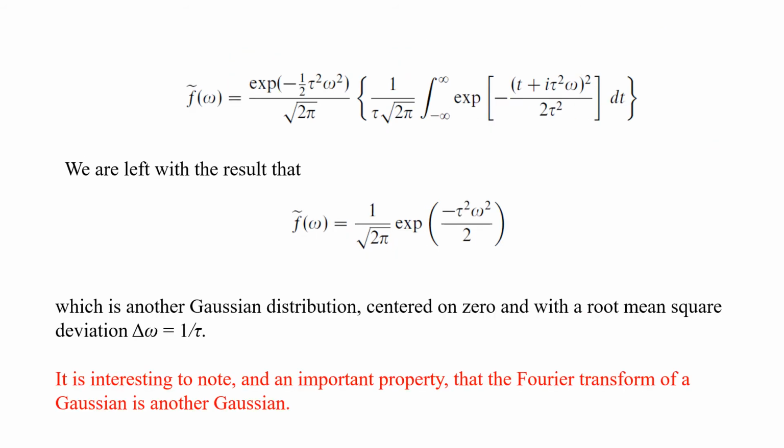So we're just left with the final result that since this is equal to 1, your Fourier transform is equal to 1 over square root of 2 pi, exponential of negative tau squared omega squared over 2, which is, as you can see, just another Gaussian distribution centered on 0 and with a root mean square deviation of delta omega, which is equal to 1 over tau. It is interesting to note, and an important property, that the Fourier transform of the Gaussian is another Gaussian.